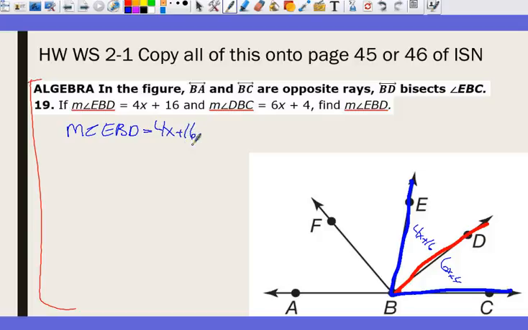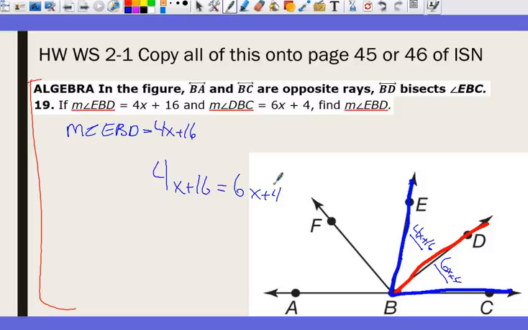Okay, we need to figure out what x is equal to. We know we have this slice of pizza right here. This slice of pizza sliced equally in half. One of the halves is this equation. The other half is this equation. They should be the same. So 4x plus 16 is equal to 6x plus 4. Solve for x.